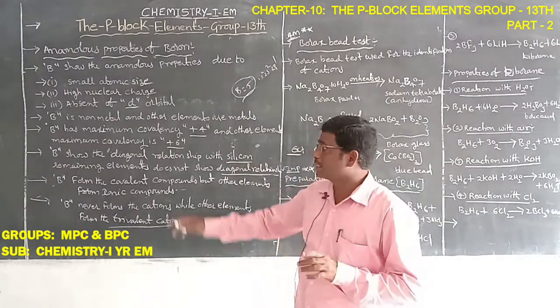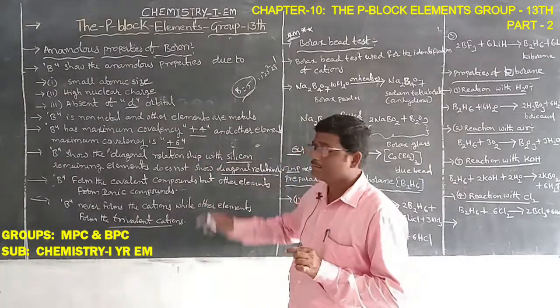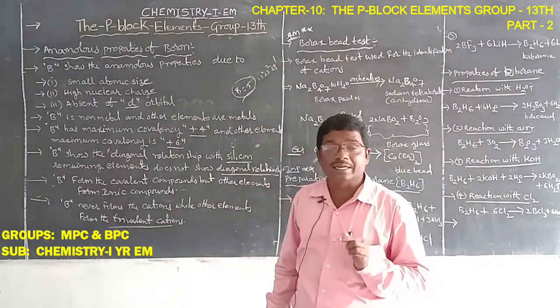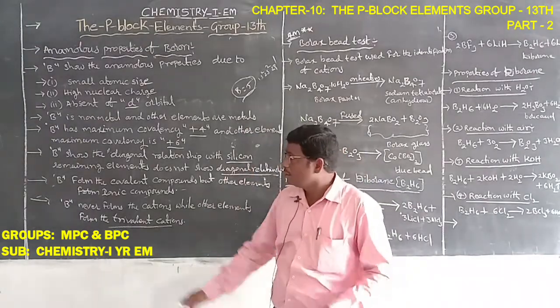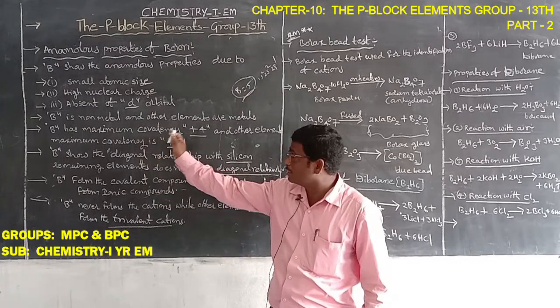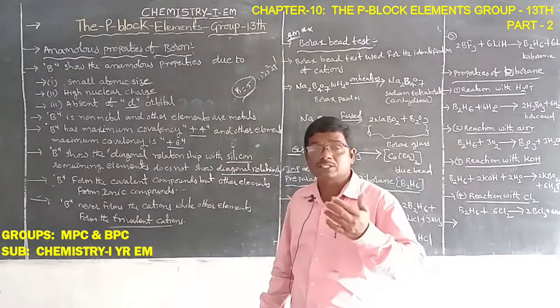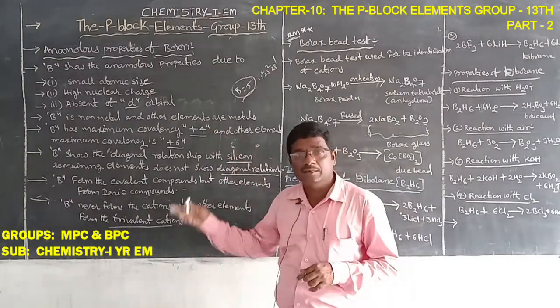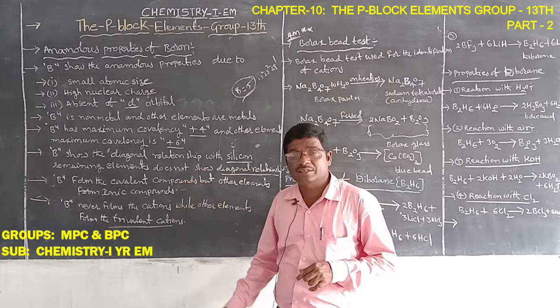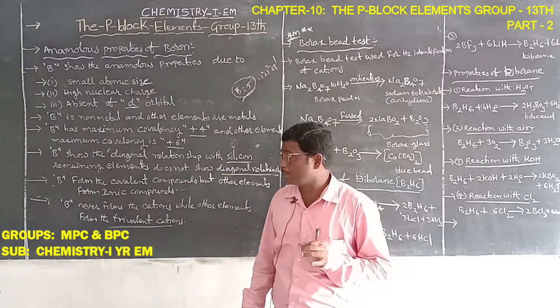Those anomalous properties are: first, boron is a non-metal, while the remaining elements aluminum, gallium, indium and thallium are metals. Next, boron has a maximum covalency of +4, and the other elements have a maximum covalency of +6. That is the difference between boron and all the remaining elements. That is also known as an anomalous property.